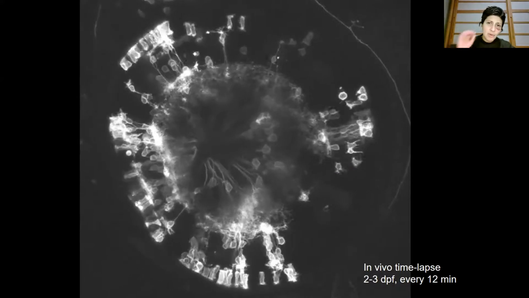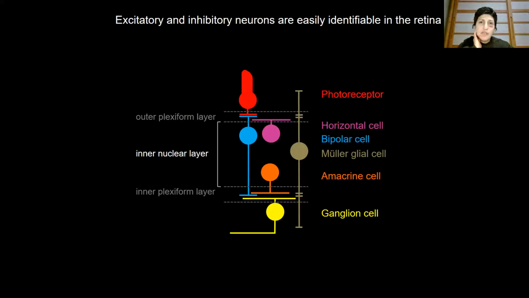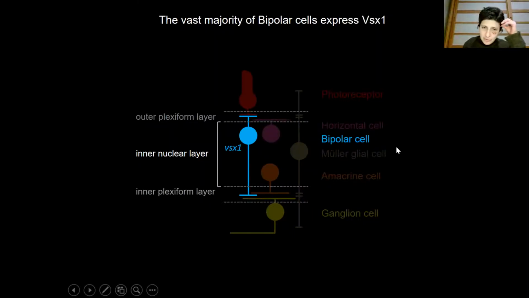So the story I'm going to tell you today is about a specific type of interneuron. Interneurons in the zebrafish retina exist here in the inner nuclear layer, and excitatory and inhibitory interneurons are very easily identifiable. So the specific interneuron we're going to concentrate on are bipolar cells. Now in zebrafish, not necessarily in the mouse, but in zebrafish, the vast majority of bipolar cells express visual system homeobox 1, this is VSX1, a transcription factor.